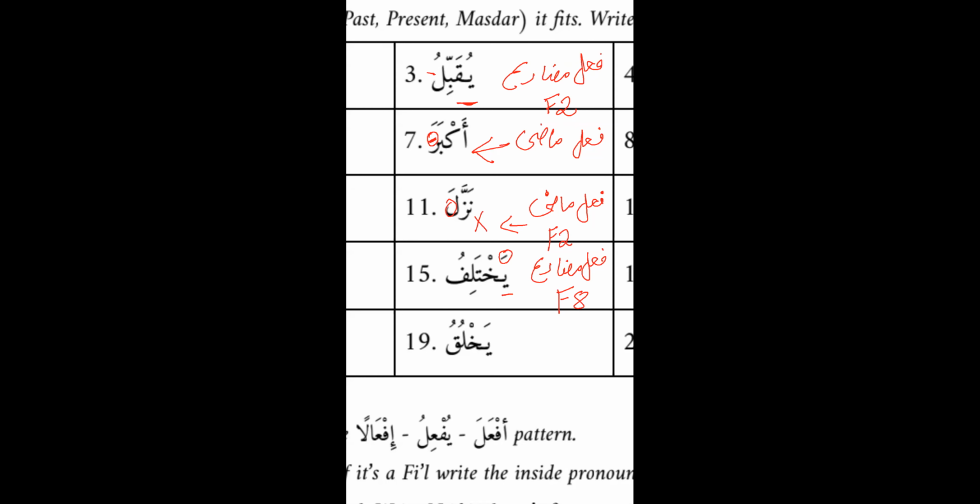No. Okay, so let's go to number 19. Yakhluq. This is present tense, and this is either yansuru or yakrumu. So we have to see whether the past tense is like nasara or karuma. It will be either yansuru or yakrumu. It is from bab nasara. Okay, khalaqa yakhluqu. Excellent, because we have seen khalaqa. That's why we know.